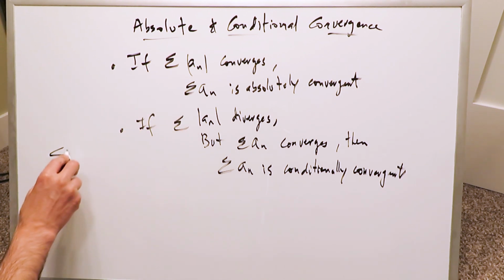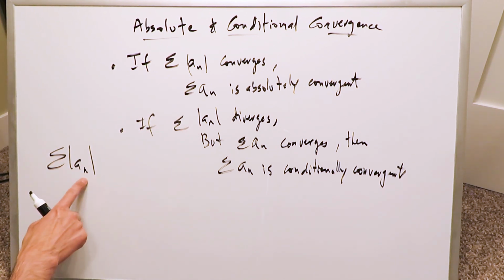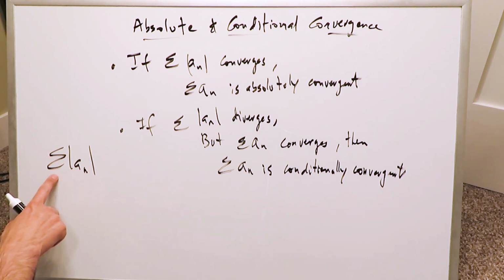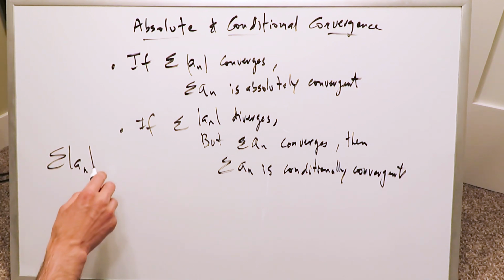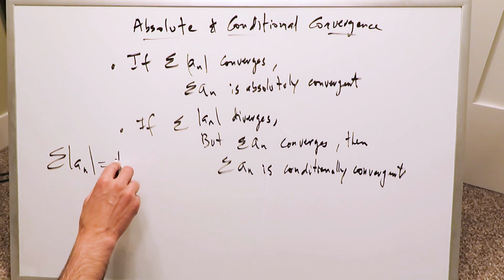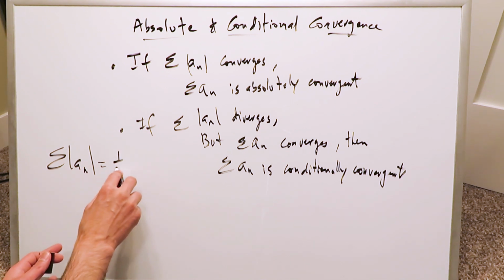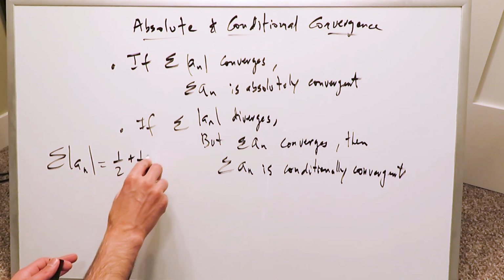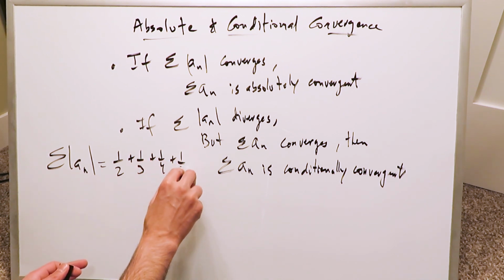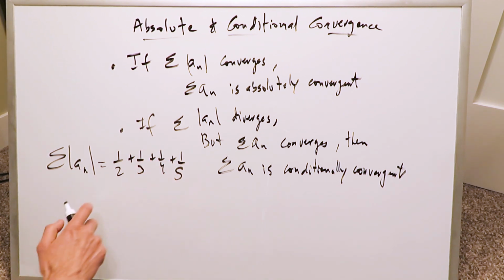If you're looking at something which looks like this, an absolute value with regards to a series from n equals some value up to infinity, you would have terms such as this. You would have 1 over 2 plus 1 over 3 plus 1 over 4 plus 1 over 5, and I'm just being hypothetical here. You see how everything here is positive?